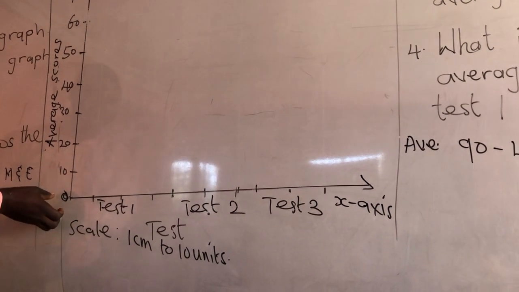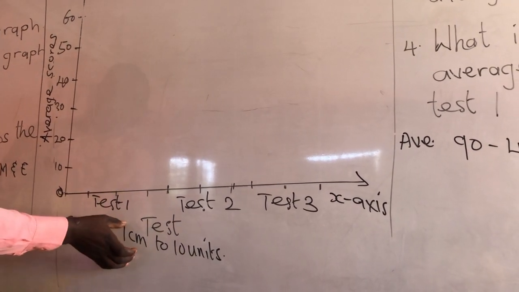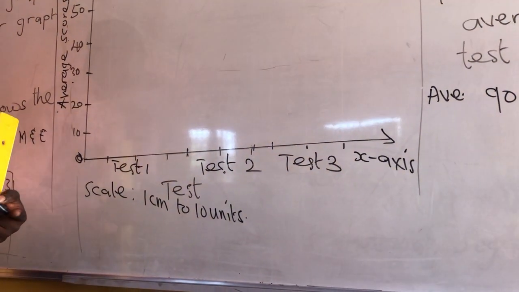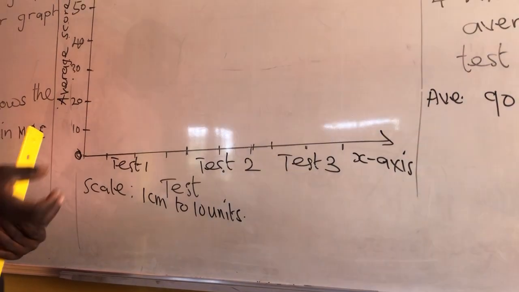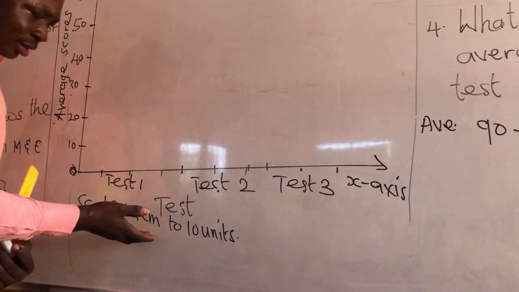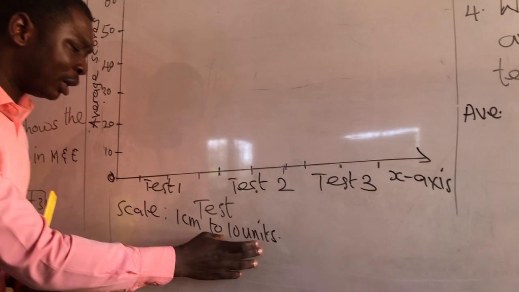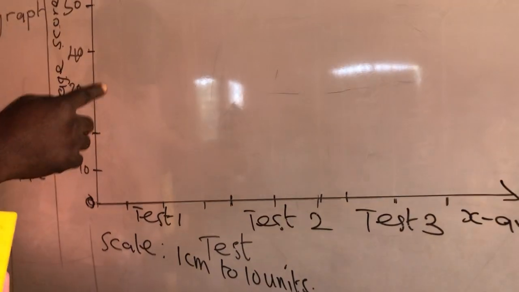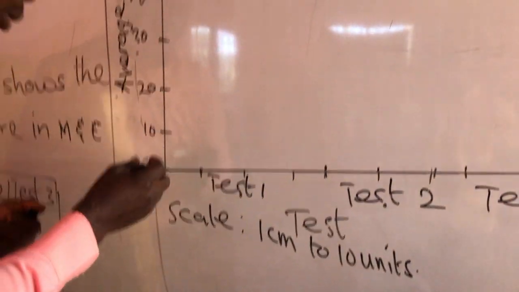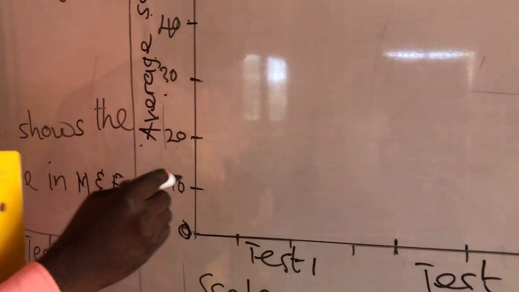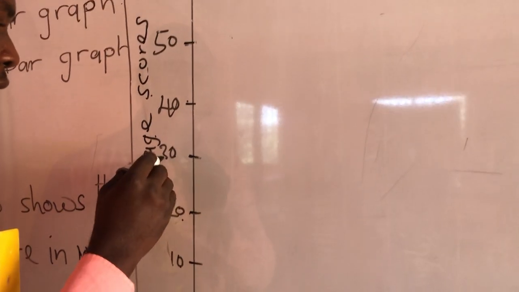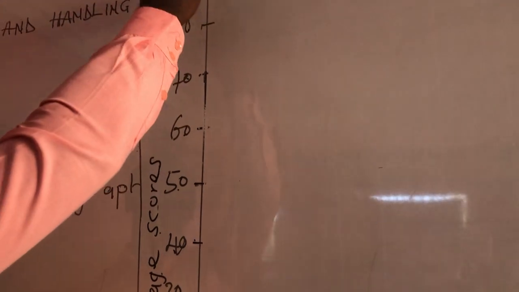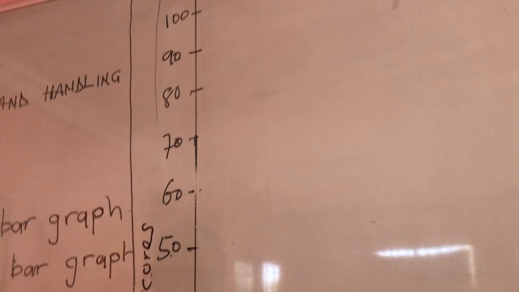So we are using the scale, and the scale we can use here is the interval. You see the graph, the interval there is 1 centimeter, okay? So what we can do here is that we use 1 centimeter to 10 units. 10 units means that from 0 we move to 10, then 20, 30, 40, 50, 60, 70, 80, 90, and 100. This can help us to draw our graph easily.